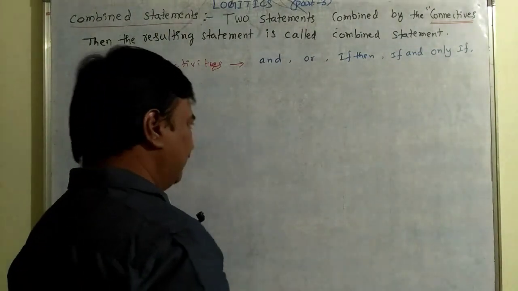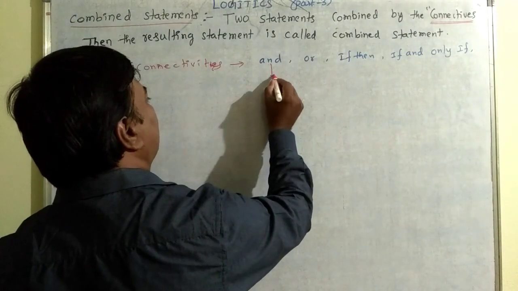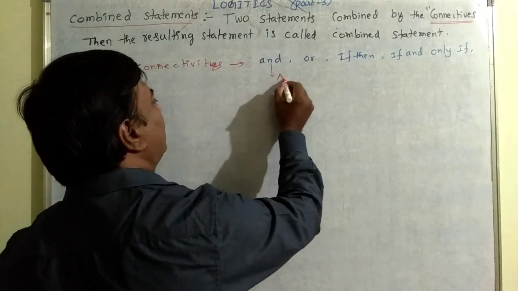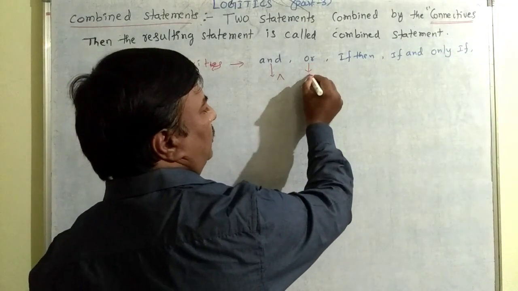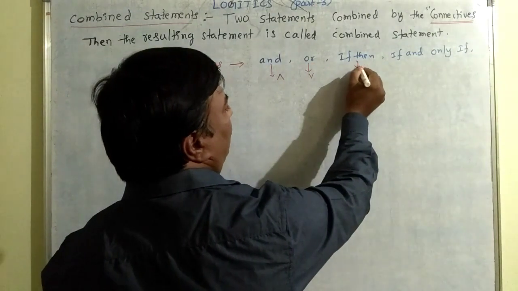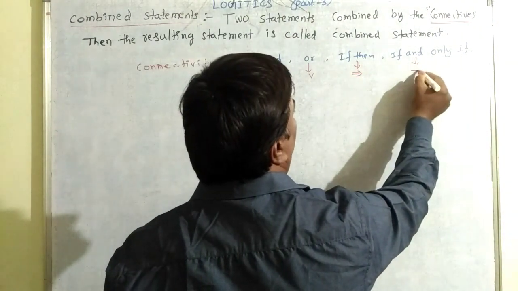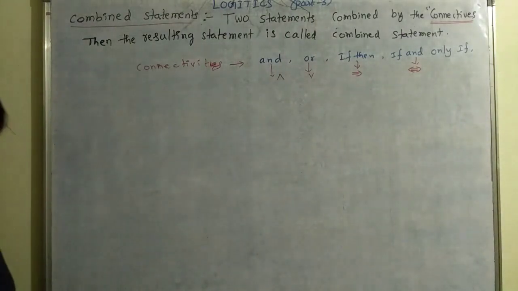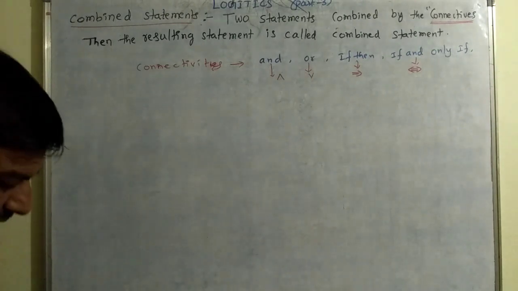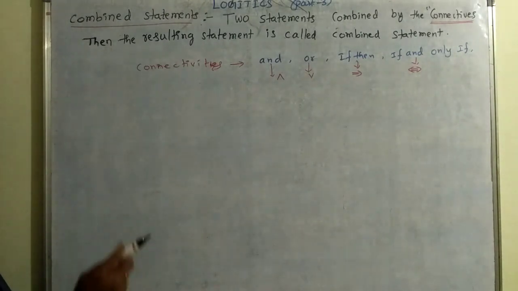First, let us see here. We can write the symbol for this connective. The symbol is conjunction. This is disjunction. This one is implication. This one is nothing but the symbol for bi-implication.